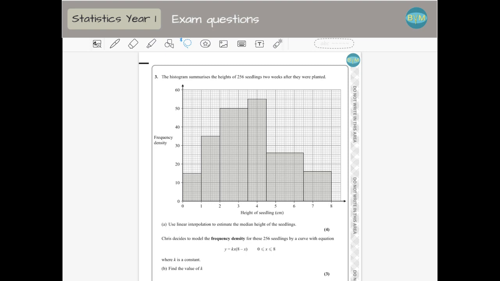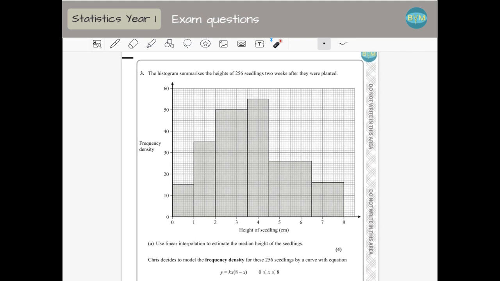Hello, this is question 3 on your AS level from June 2022 paper, from the statistics paper. And I think it's a very interesting question. It's not that common what they ask. So you have a histogram that summarizes the height of 256 seedlings 2 weeks after they were planted. Use linear interpolation to estimate the median height of the seedlings.